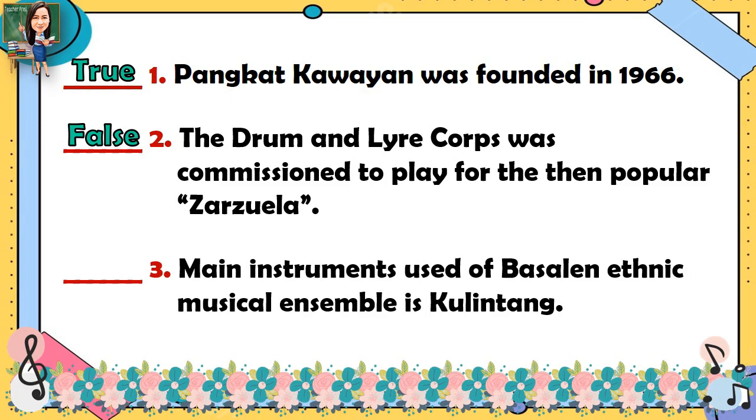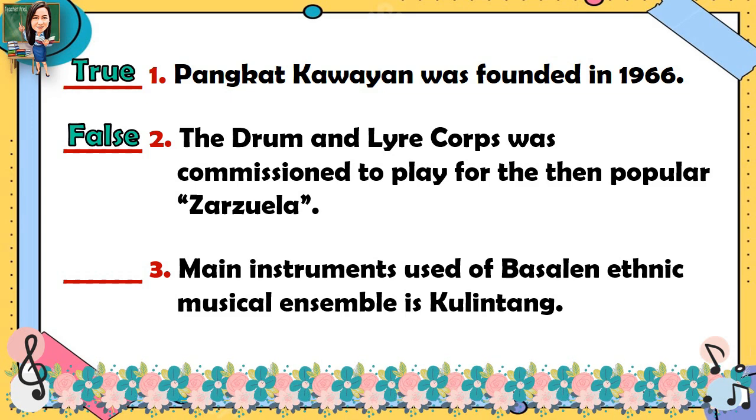Number 3. Main instruments used of basalen ethnic musical ensemble is kulintang. Is it true or false? Very good. The correct answer is true.